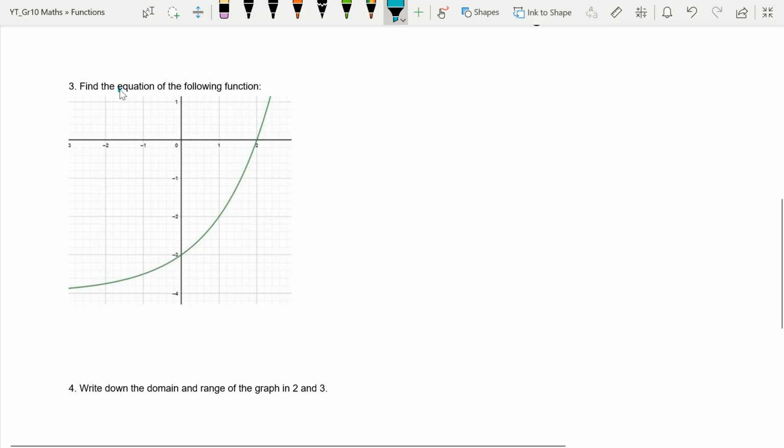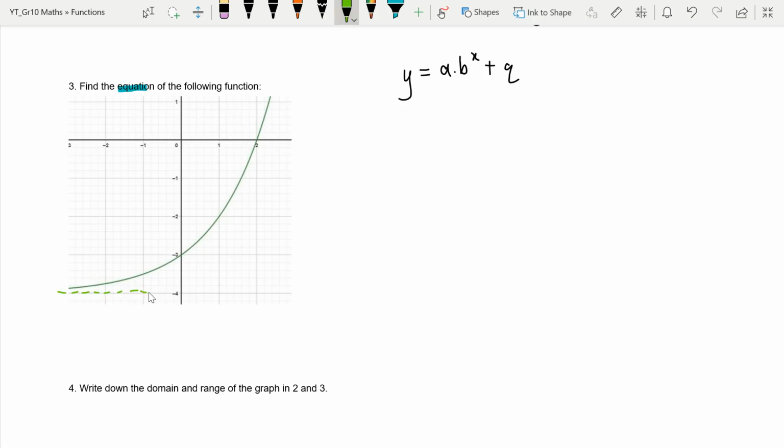Question 3 says, find the equation of the following function. When you look at that, you must immediately be able to identify that as an exponential and then know that it would look like that: a times b to the power of x plus q. Let's see which points over there we can use. If I look at this, it looks like our asymptote is there at negative 4, so we can plug that in there. y is equal to a times b to the power of x and then minus 4.